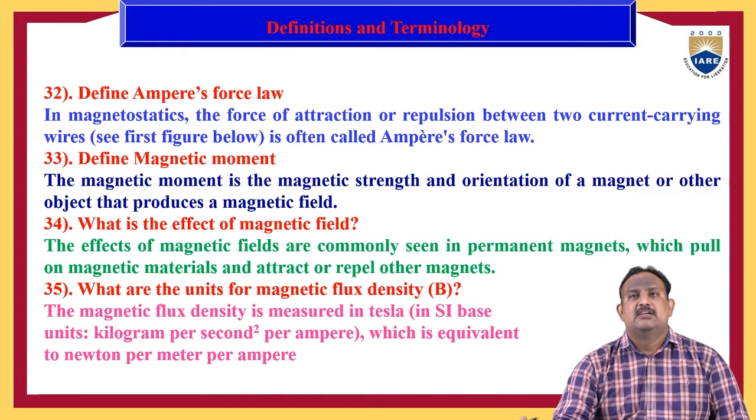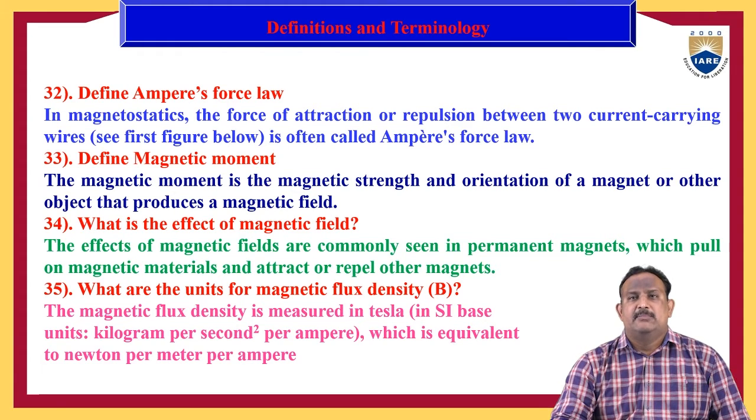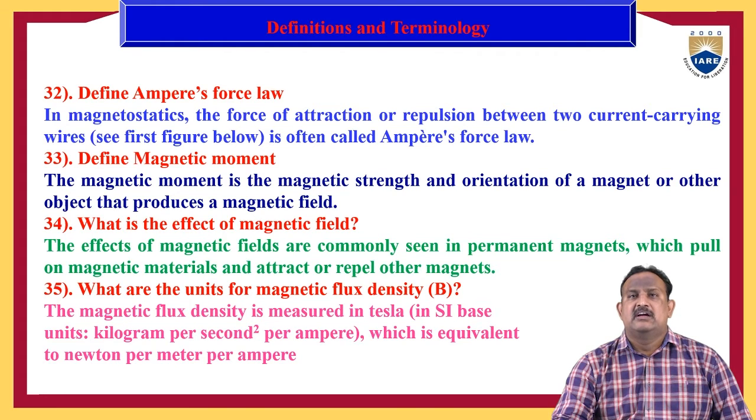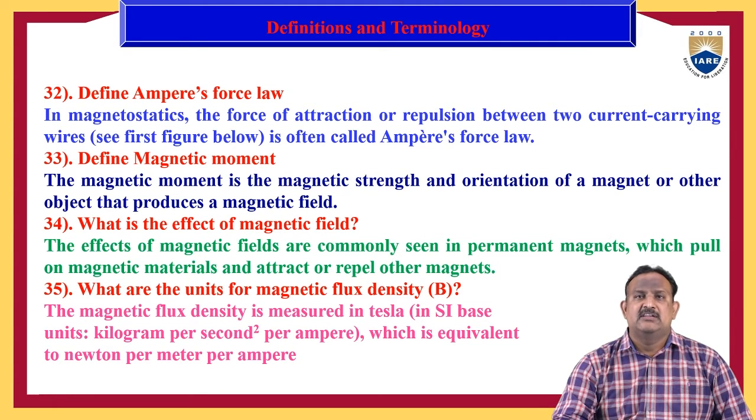Define Ampere's force law. In magnetostatics, the force of attraction or repulsion between two current carrying wires is often called Ampere's force law. Next, define magnetic moment. The magnetic moment is the magnetic strength and orientation of a magnet or other object that produces a magnetic field.